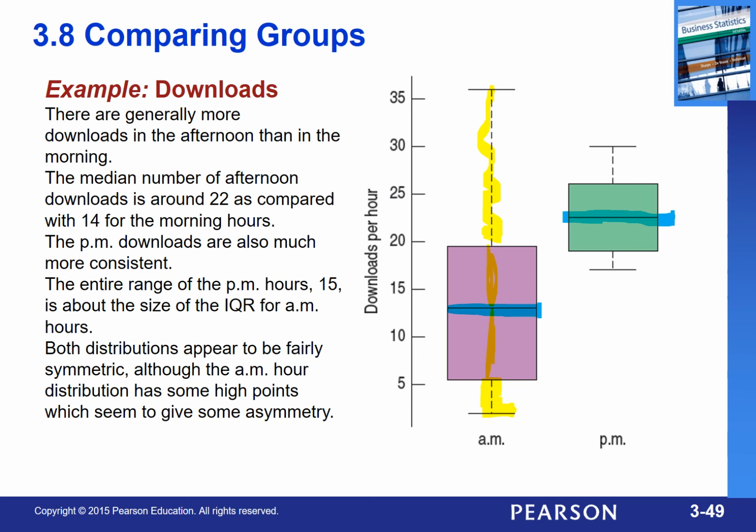So again, I just did shape, I just did center. Let's talk about spread. If I look at the IQR for the PM downloads, it looks to be about 7, whereas the IQR for the AM downloads looks to be about 15. Yeah, 10, 20, about 15. 5, 10, 15, a little bit less than 15, maybe 13. So shape, center, spread, definitely very different.